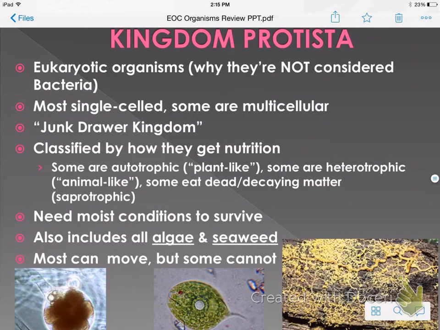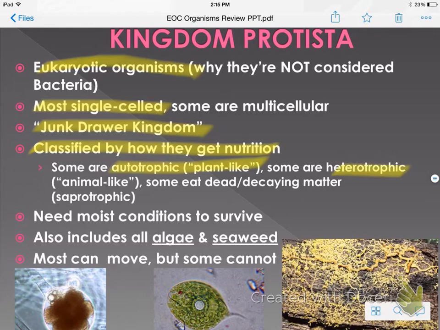Protista, remember, these are eukaryotic organisms, which is why they're not considered bacteria, even though most of them are single-celled. This is also called the junk drawer kingdom because it's pretty much just a little bit of everything thrown in. And they're classified by how they get nutrition. So they're either autotrophic or plant-like, heterotrophic or animal-like, or dead decaying matter, saprotrophic.